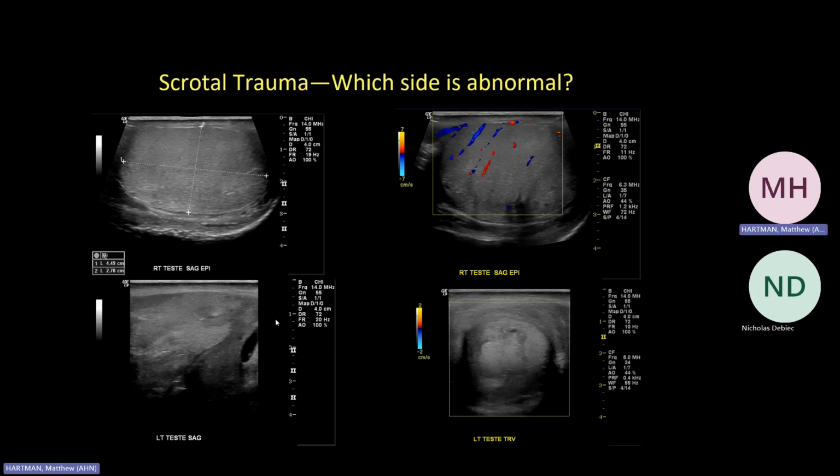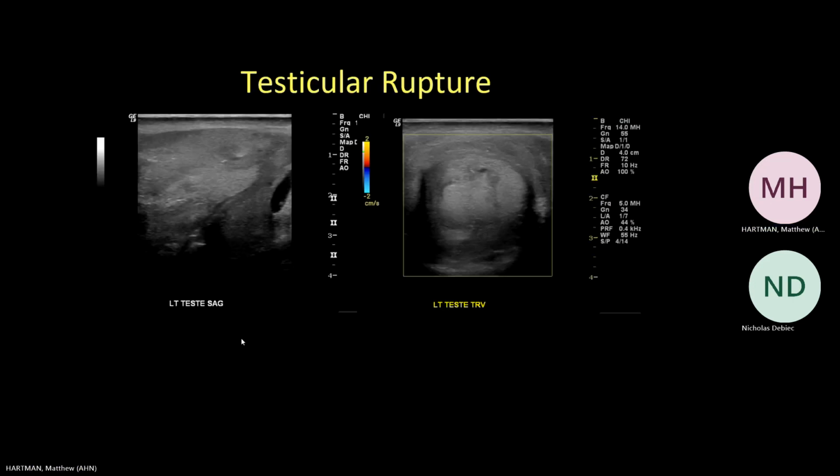A trauma patient. This was a third base coach who was hit by a foul ball. Which testicle is abnormal? We have the right testicle above, left testicle below. Give you guys a couple of seconds to think about this. The right testicle, we can draw a nice circle around it. Looks nice and uniform, and there's good blood flow, and this is a normal amount. Left testicle, hard to draw a circle around it. It looks amorphous, and there's no blood flow to it. So this was a fractured testicle, which could not be salvaged.